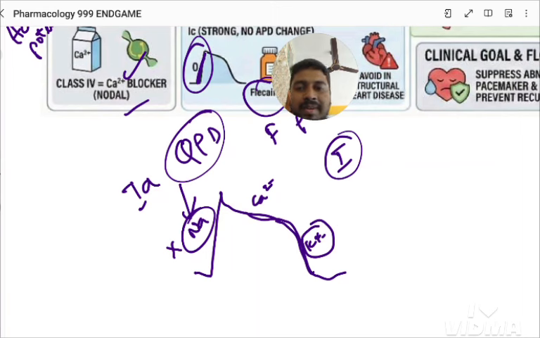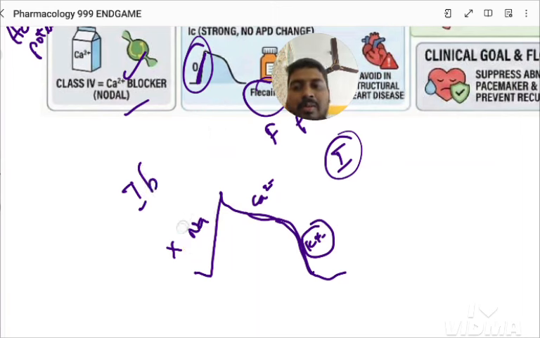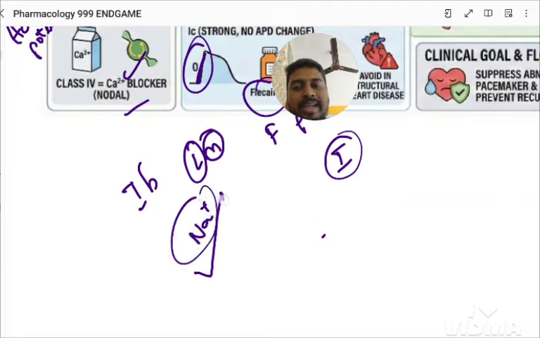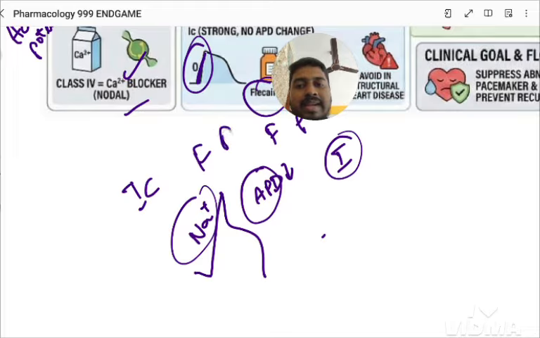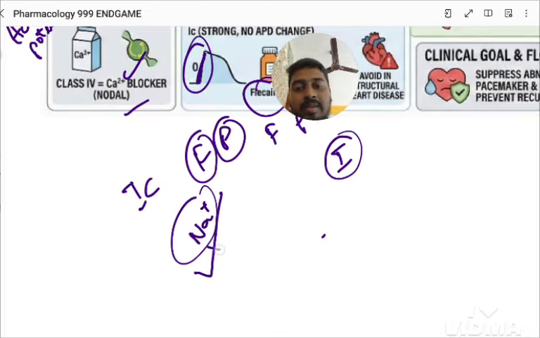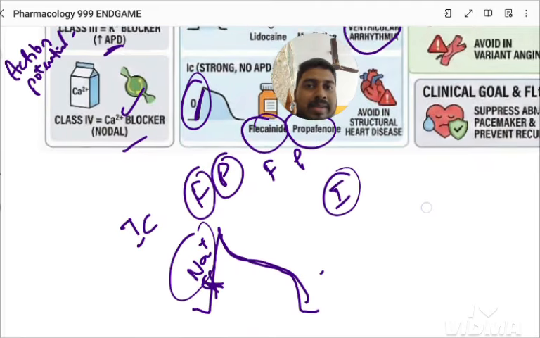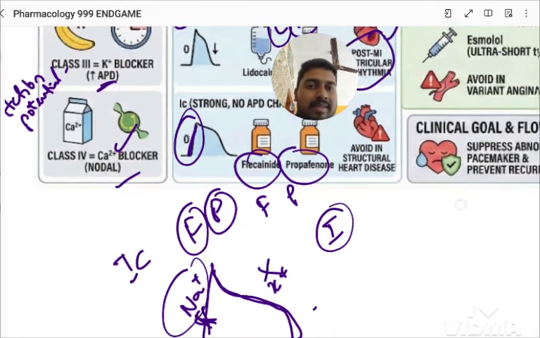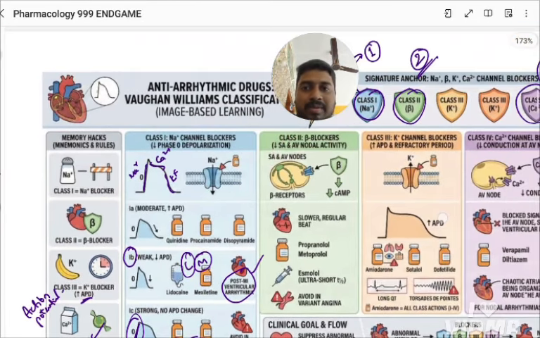Now in 1B we have two drugs, L and M, that is lidocaine and mexiletine. These are weak sodium channel blockers, but they significantly decrease the total action potential duration. What happens in 1C? 1C is F and P, that is flecainide and propafenone. It is a very strong sodium channel blocker, very strong. That's why we don't give it in structural heart diseases, and the overall action potential duration stays the same because it doesn't affect the potassium channels. So these three things you should remember about class 1.